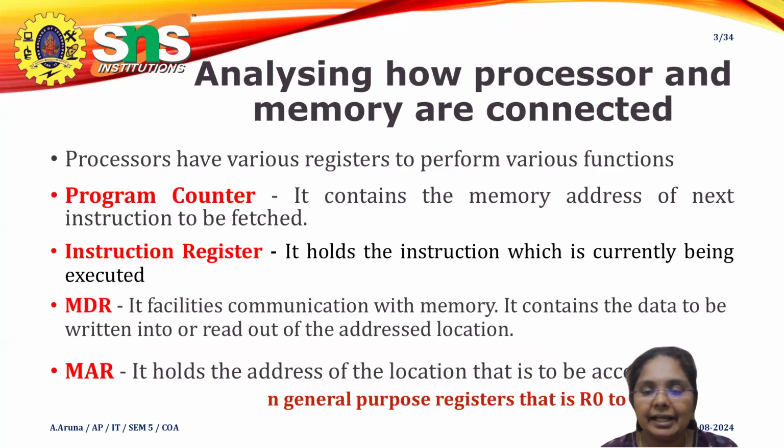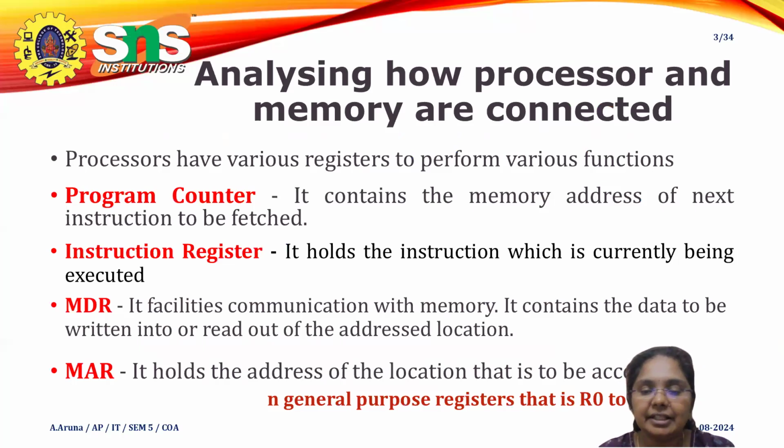So your MDR can contain the data to be written into or read from the addressed location. That data is held in the MDR, the memory data register. As for the address register, we know the address of that particular data, where I have to access the data, and that is available in the memory address register.